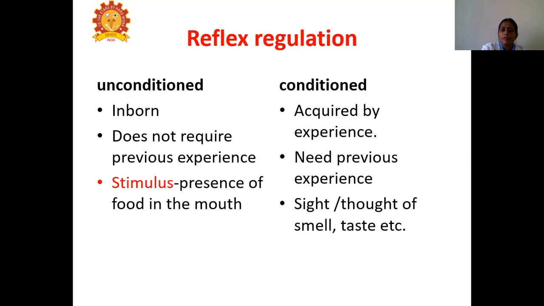Sight or thought of smell, taste of any delicious food causes increased secretion of the saliva. That is conditioned reflex. Unconditioned means automatically it will come. It is present from birth, and conditioned is once you have tasted, after that the salivary secretion increases when you see the same food the next time.